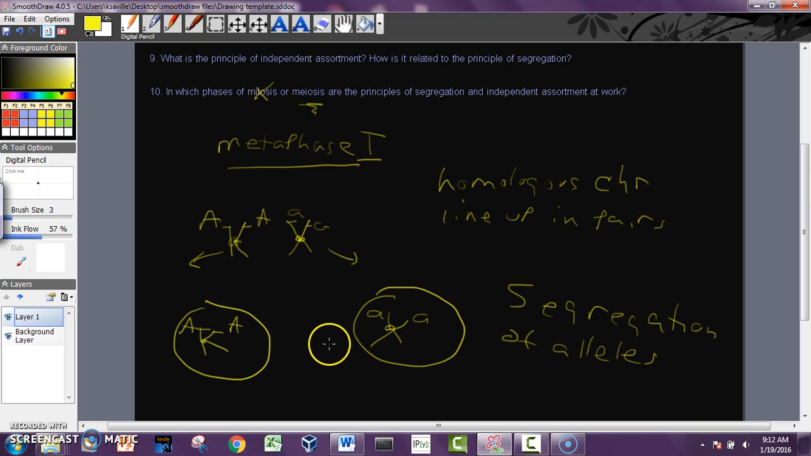Alright, so that's that, metaphase 1. So anytime we're talking about anything about meiosis, or anything about segregation of alleles or Mendelian genetics, it's always during metaphase 1 of meiosis. So these are alleles, big A and little a are alleles. These are homologous chromosomes.